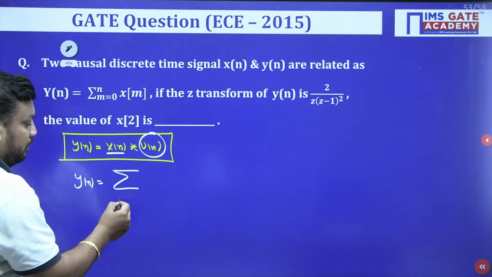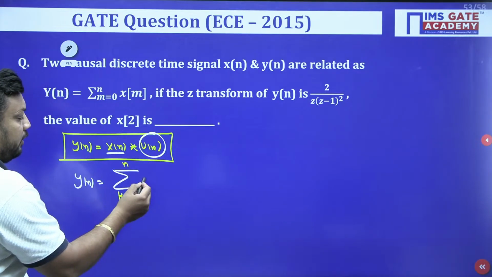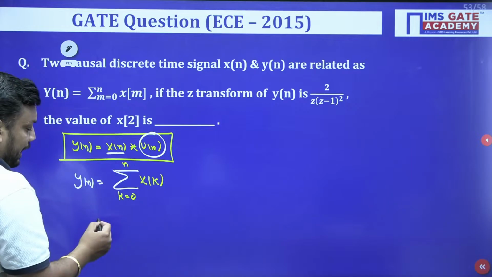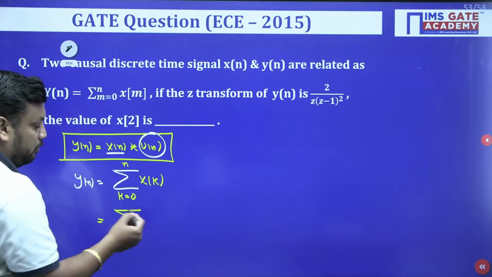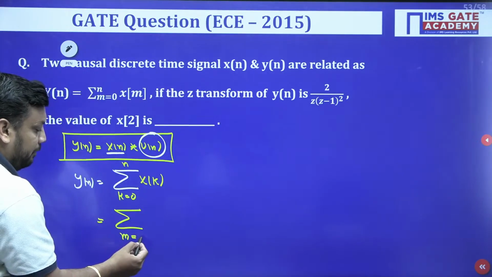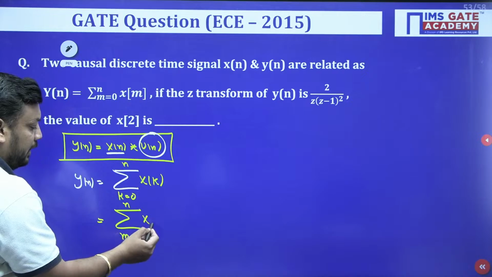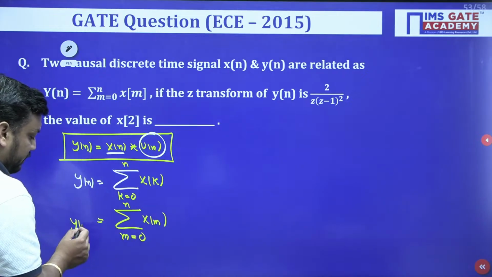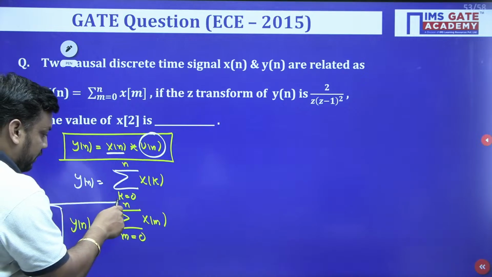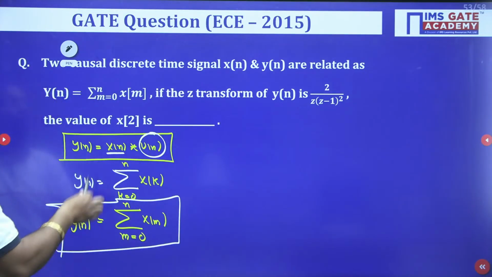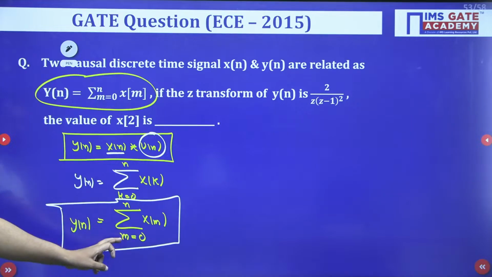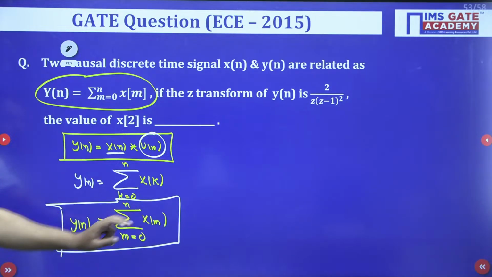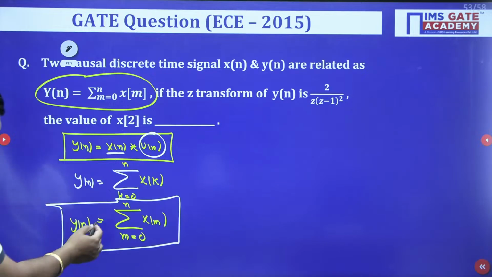You can change the limit also, from k equal to 0 to n, and write x[k]. I can make the variable change; I can take the variable k as lambda, m, or mu also. If I write the variable m equal to 0 to n, it will be x[m]. And if I write like this, then this y[n] equation will exactly match this: summation m equal to 0 to n of x[m].